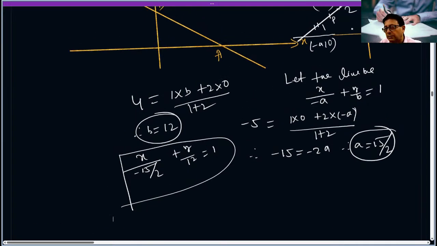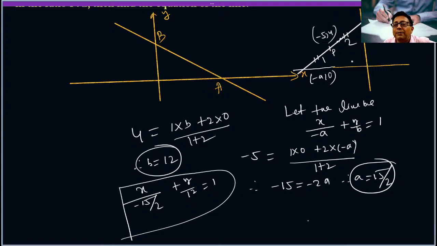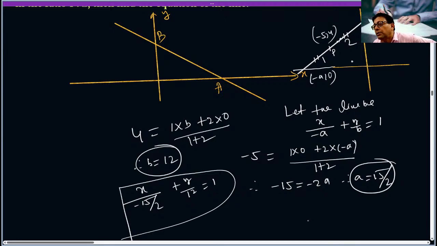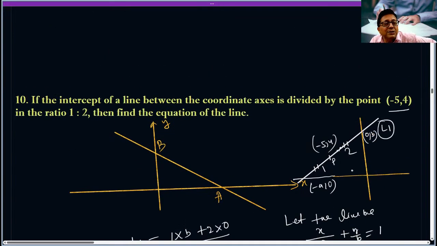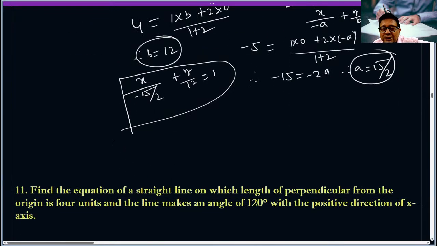But another situation is possible. The ratio you are taking as 1:2, you can take from here also. Based on that, different values of a and b will be there. You can try to get another one. But they asked you to find one line equation. Find the equation of the line. I got one. I am happy. But if it is a 5-mark question, I will tell you to answer both ways, 1:2 and 2:1.